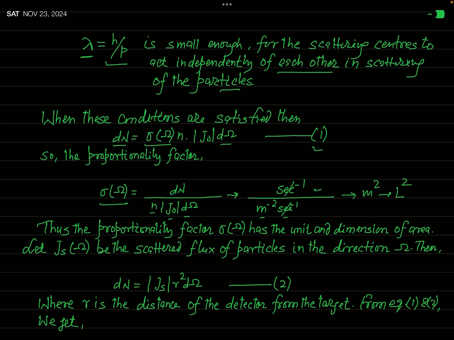So I have told you that this proportionality factor sigma of omega, the value of sigma, will depend on this omega. So I have written sigma as a function of omega. Its dimension, you can see easily, is the same as that of area. Actually this quantity sigma of omega is known as the differential scattering cross section. We will define it sometime later, you will see. So I have mentioned here that the proportionality factor sigma of omega has the unit and dimension of area.